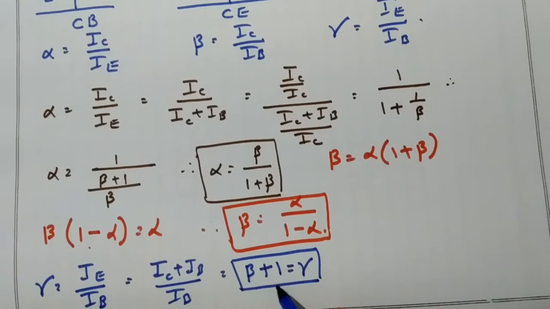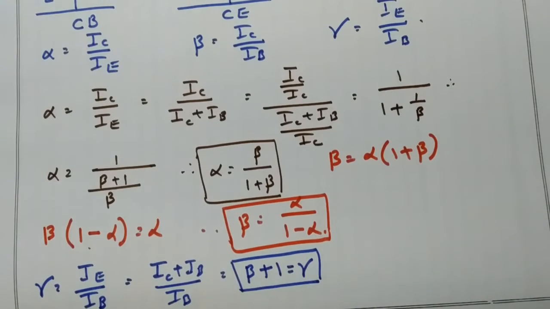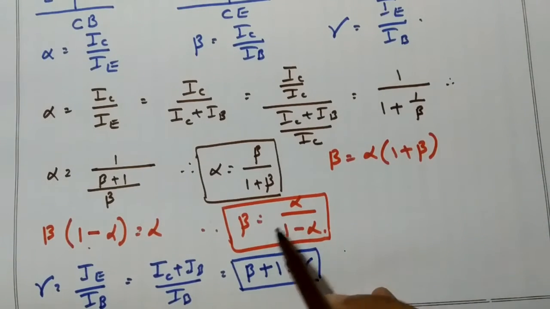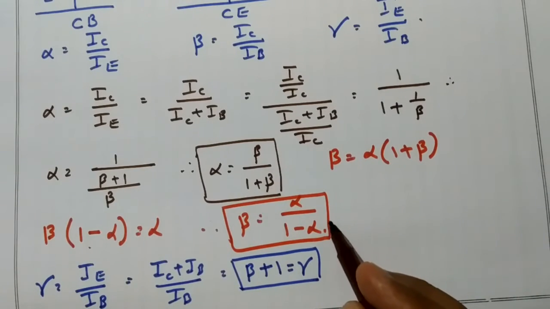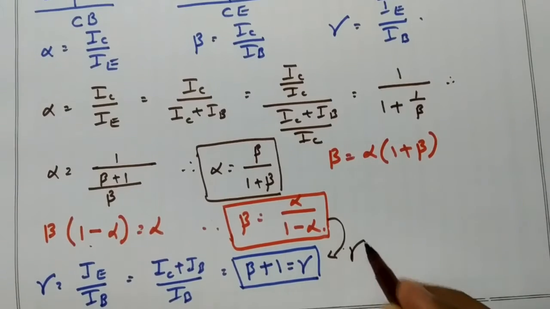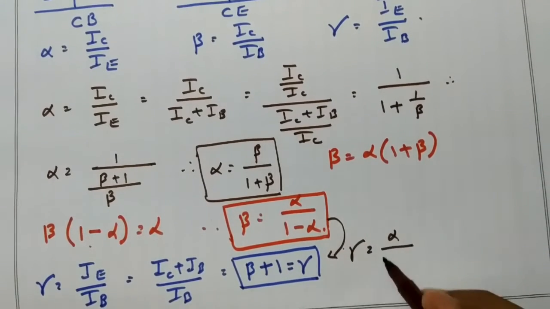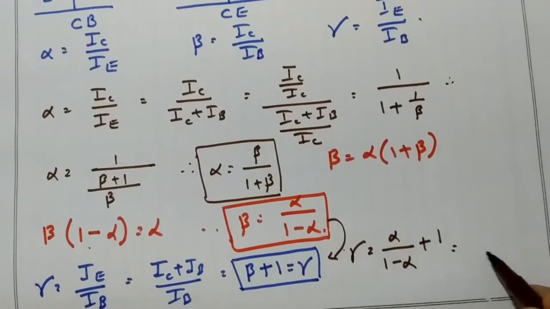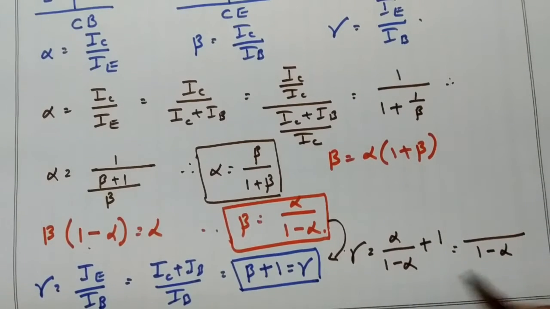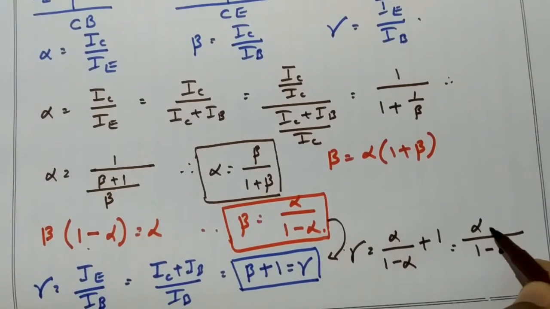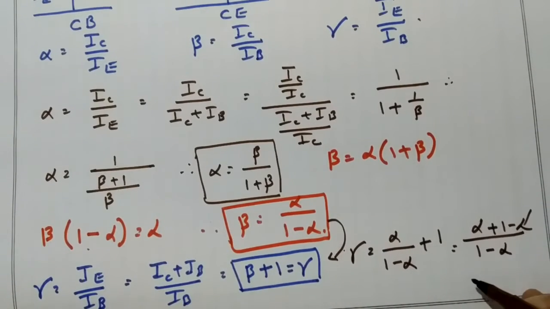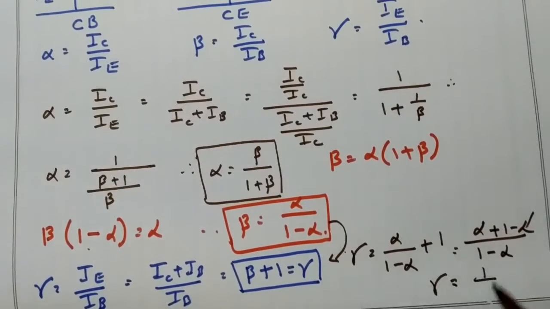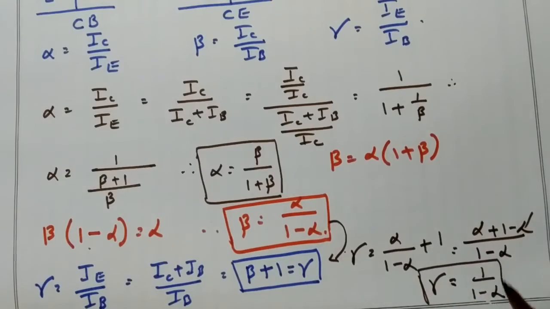Or you can write this in terms of alpha also. What is beta? Beta is equal to alpha divided by 1 minus alpha. You substitute this in this equation. So gamma is equal to beta is alpha divided by 1 minus alpha plus 1. This is equal to 1 minus alpha is the LCM, alpha plus 1 minus alpha. Alpha gets cancelled, and therefore gamma is equal to 1 divided by 1 minus alpha.